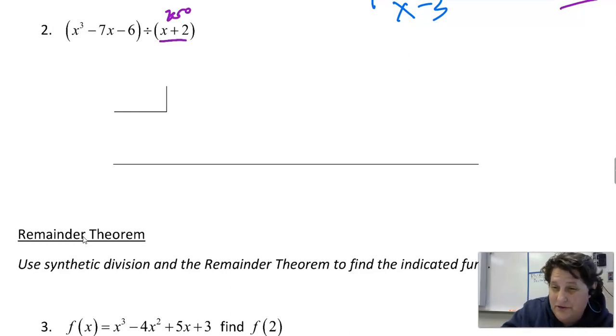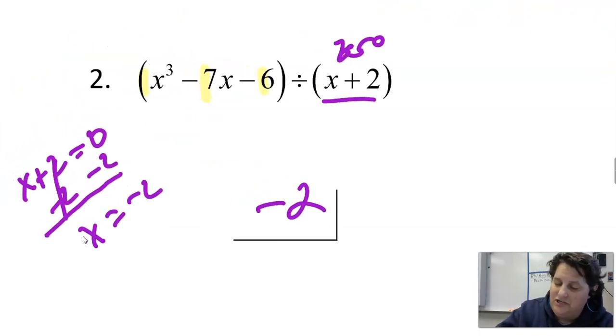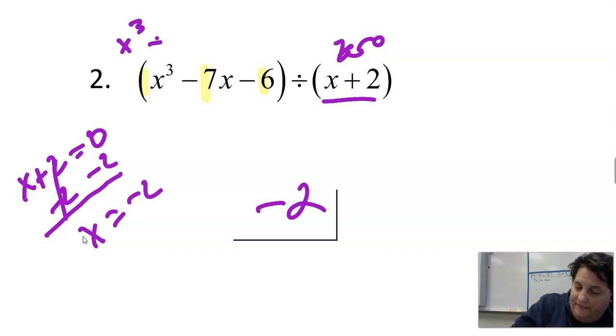Well, x plus 2, if I were to solve that, x is negative 2. Okay? And then I come over here and take the coefficients. Now I do need to tell you one thing. This polynomial right here, that's actually not this polynomial's full name, okay? This polynomial's full name is x to the third plus 0x squared minus 7x minus 6.